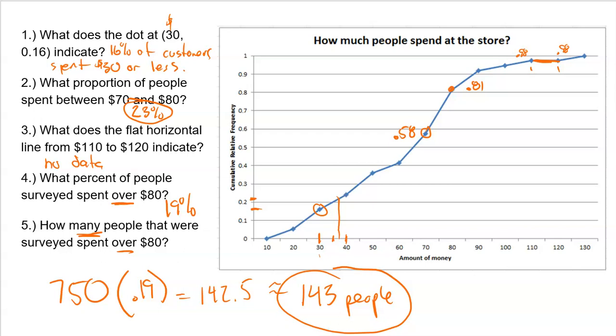Pretty cool, pretty simple. We love charts like these. Again, call them ogives, that's kind of a loose nickname for them, but cumulative relative frequency charts. They're really cool and provide a lot of really good information.